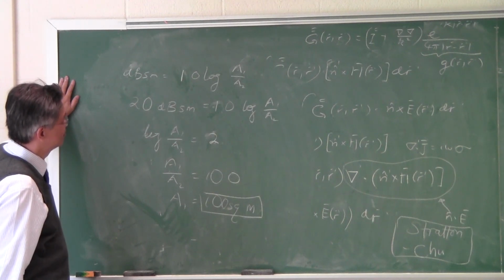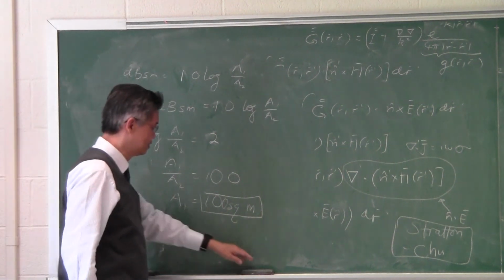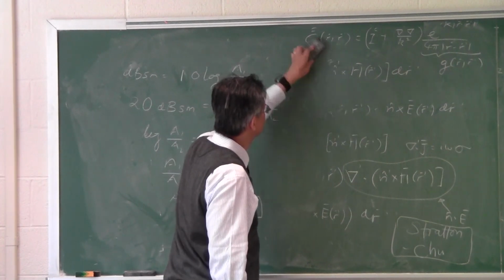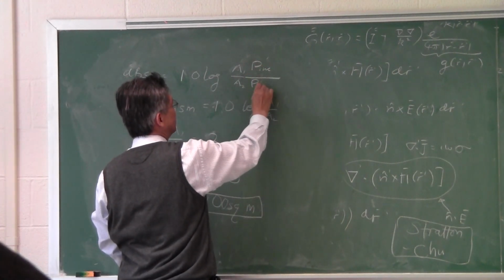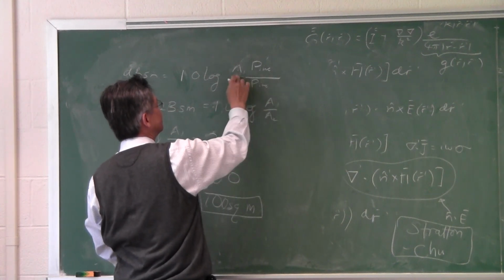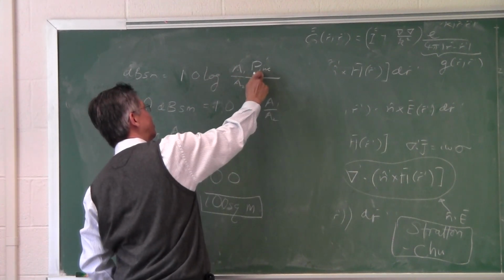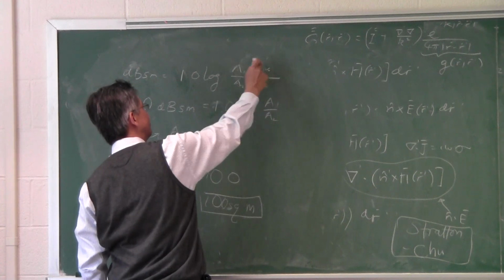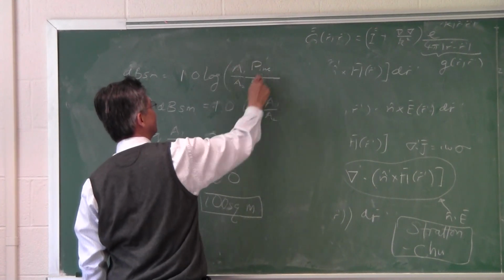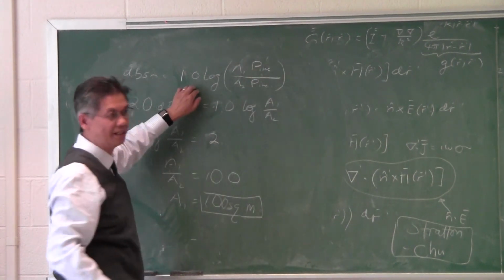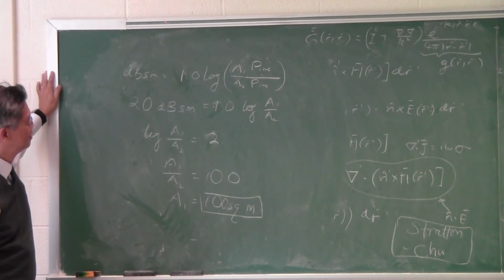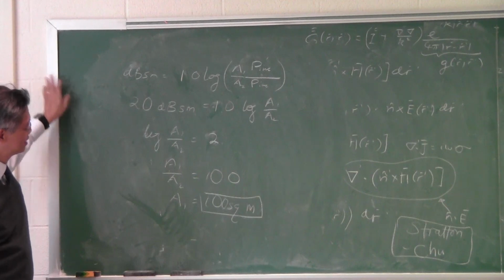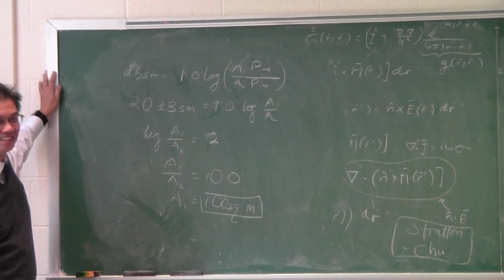Okay, it looks reasonable. I can think of this as A1 times P incident. This is in terms of watts per square meter, and this would be in terms of watts. So this can be a ratio of two powers, so I should put the 10 here. Then the power can cancel, and then it would be 100 square meters. It's a huge object, right?